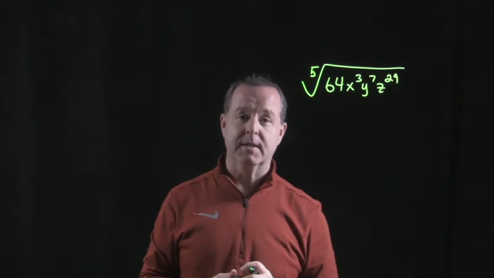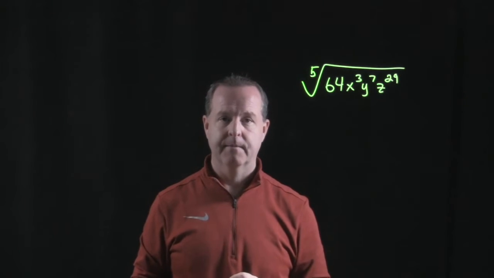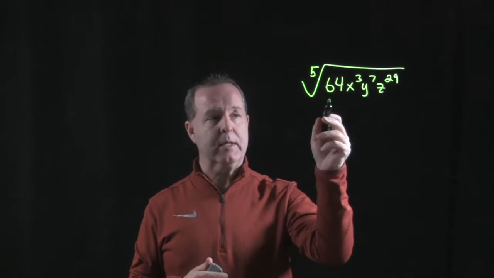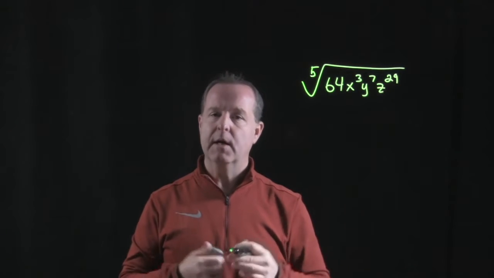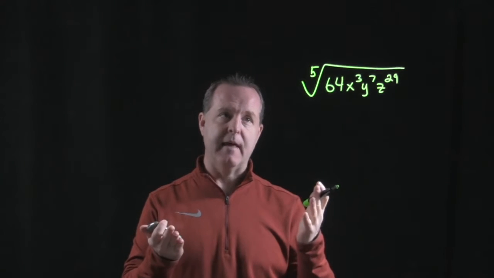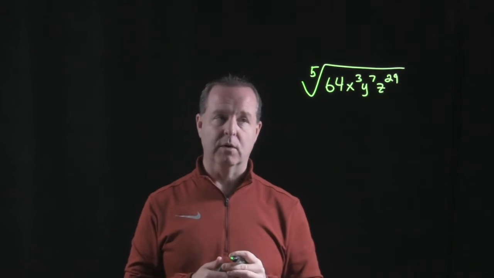So what do you notice about this particular problem that we want to simplify? Notice that it's in fifth root world. The index is a 5. So as we look at each of the individual terms, we need to think about what are factors of those terms that work in fifth root world?